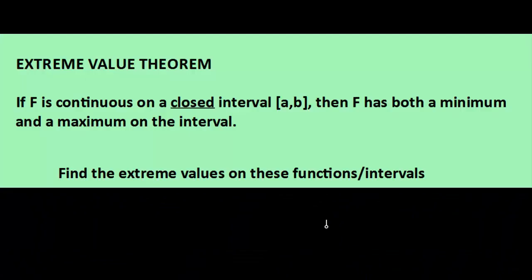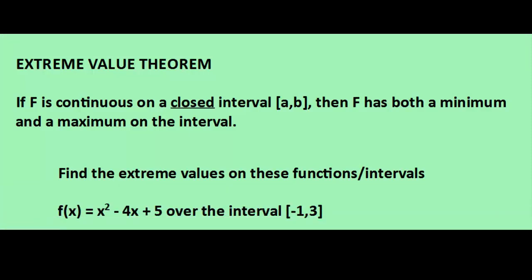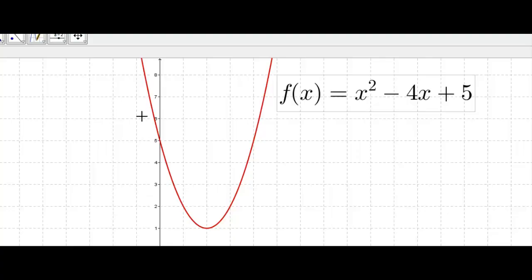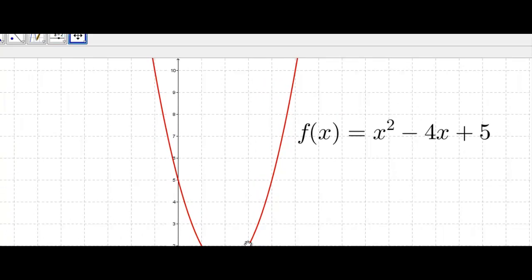So let's apply the Extreme Value Theorem to find the extreme values on these functions. We'll look at the function f of x equals x squared minus 4x plus 5 over the closed interval from -1 to 3. The Extreme Value Theorem says that since the function is continuous from -1 to 3, and in fact it's continuous through all real numbers, there must be a minimum and a maximum over that interval. You can visually see there's a minimum at x equals 2, and what we would call a local maximum at x equals -1, y equals 10.